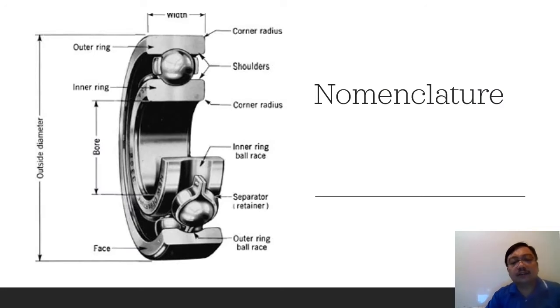This is the nomenclature for the bearing. You have to know what this nomenclature is. See here, this is called the shoulder, this is the width, outer ring, inner ring, bore, the place where you put the shaft. This is the face, this is the separator, outer ring, inner ring, corner edges, and some of the rings have a shield to prevent dust and sand from coming into the ring. The separator separates the balls in the race. This is called the race.